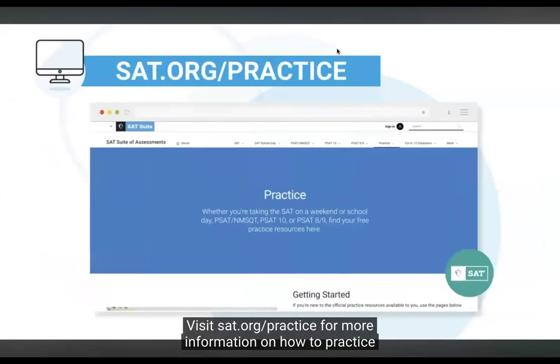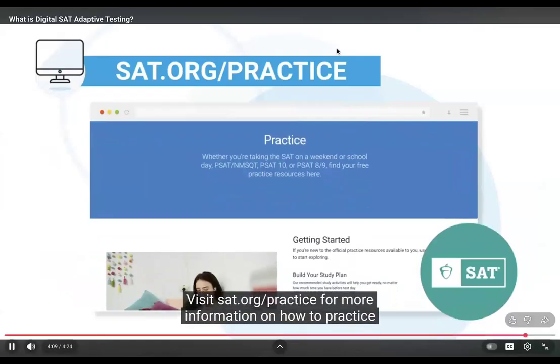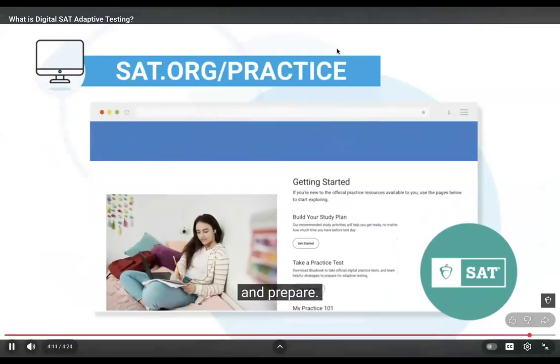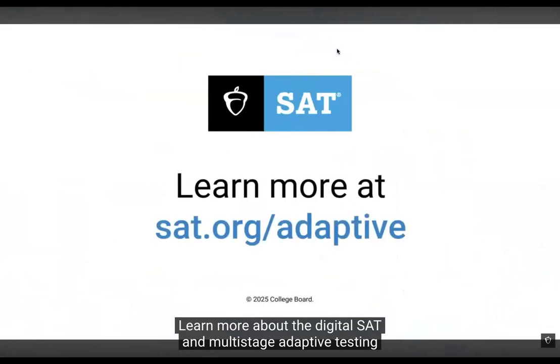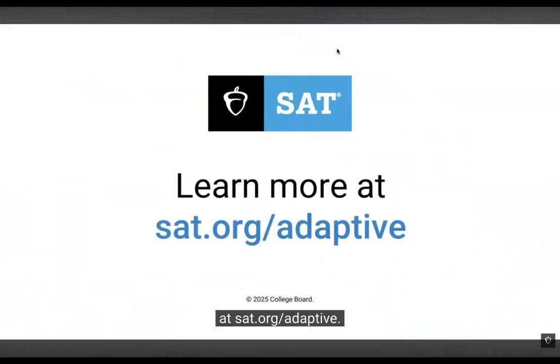Visit sat.org/practice for more information on how to practice and prepare. Learn more about the digital SAT and multi-stage adaptive testing at sat.org/adaptive.